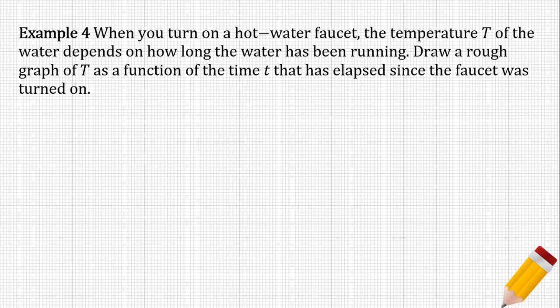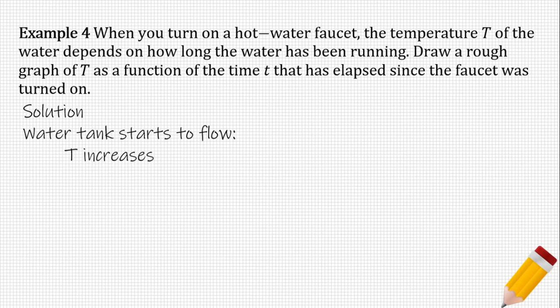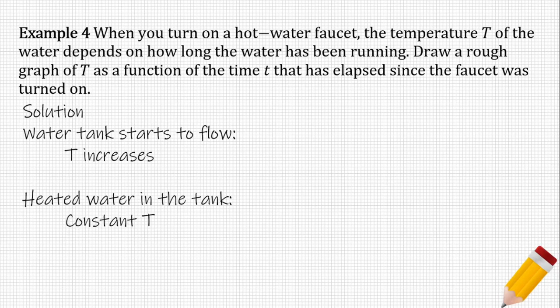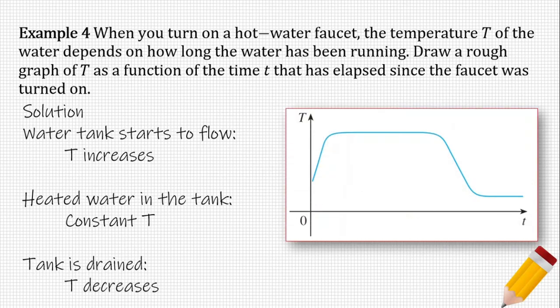Example 4. When you turn on a hot water faucet, the temperature T of the water depends on how long the water has been running. Draw a rough graph of T as a function of the time t that has elapsed since the faucet was turned on. Solution. The initial temperature of the running water is close to room temperature because the water has been sitting in the pipes. When the water from the hot water tank starts flowing from the faucet, T increases quickly. In the next phase, T is constant at the temperature of the heated water in the tank. When the tank is drained, T decreases to the temperature of the water supply. This enables us to make the rough sketch of T as a function of t.